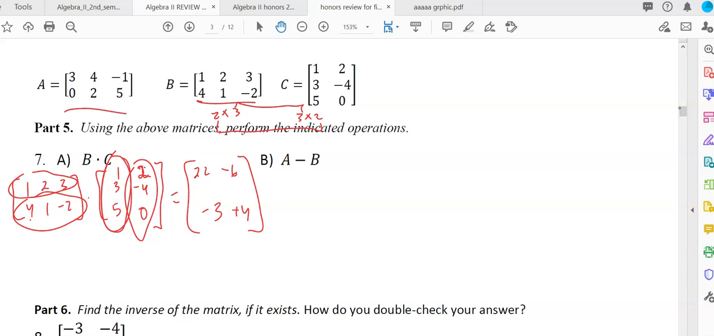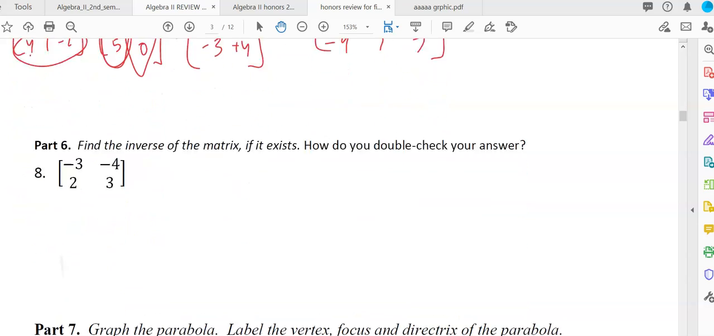So we're going to do this one minus this one. I'm just going to write the answer because we know what form. 3 minus 1 is 2. 4 minus 2 is 2. Negative 1 minus 3 is negative 4. 0 minus 4 is negative 4. 2 minus 1 is 1. 5 minus negative 2 is 7. Should be right.